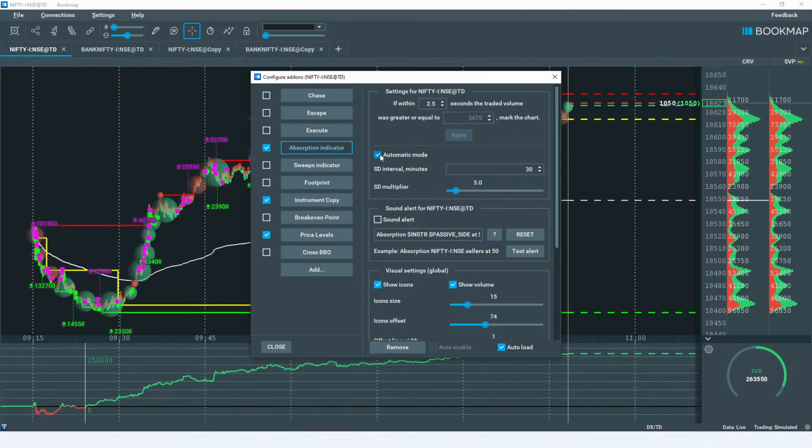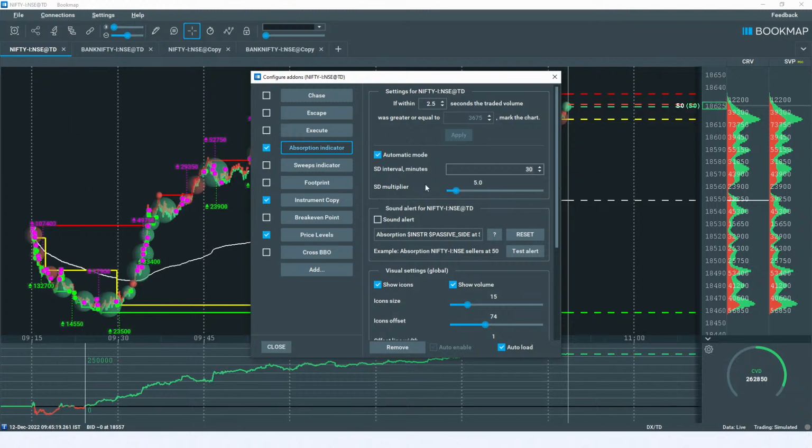So by default, I'll keep it as automatic mode. That means it looks back into the last 30-minute data, and it will consider the average volume. Assume the last 30-minute average volume is 5 and SD multiplier is 5. 5 multiplied by 5 is equal to 25. That particular number will be counted over here. So this is a dynamic number. According to the market dynamics, this will change. So it is always suggested to keep it in automatic mode.